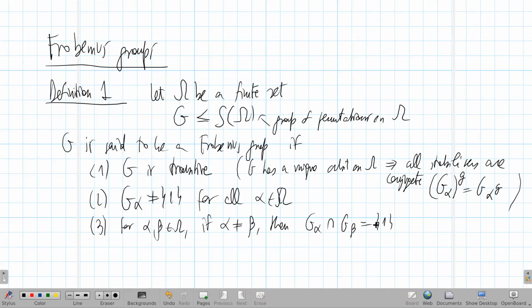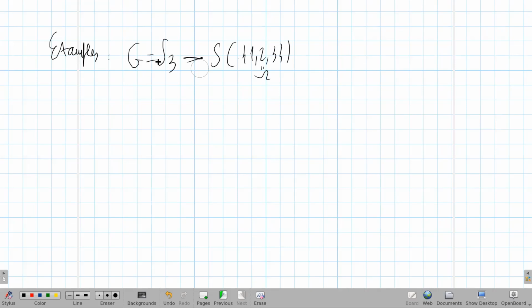Let's give examples of this. And there are two examples that you know very well. Okay, so the first example is S3. Of course, S3 is a group of permutations on the set 1, 2, 3. So my omega is the set 1, 2, 3. Okay, let's call the group G, otherwise, when I write the stabilizer, we get a mess.